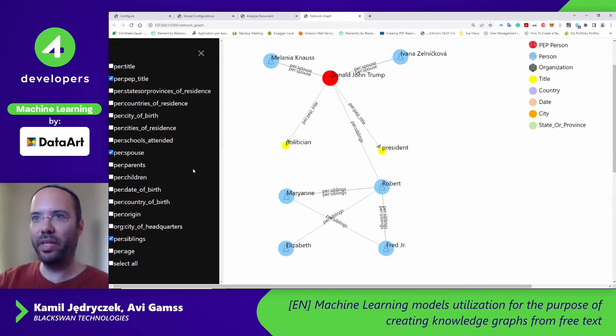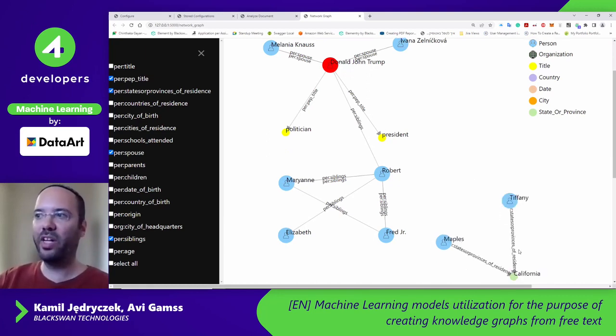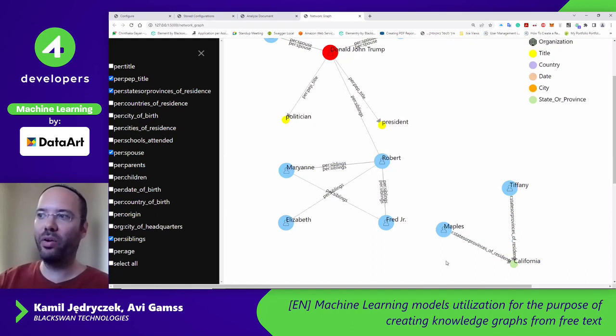As we continue building out our graph, we want to see organizations and other interesting pieces of information regarding this person. So let's go down and see some more relationships that we can extrapolate from this document. For example, person or state of province. Here's a jump actually. Here we can see Maples, who happens to be Donald Trump's second wife, their daughter Tiffany, and California.